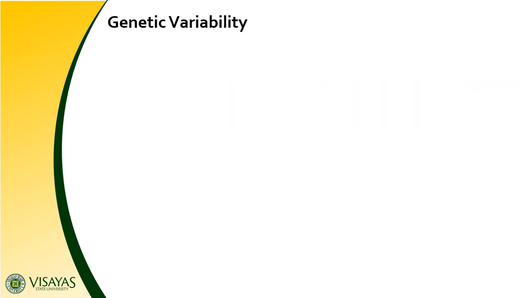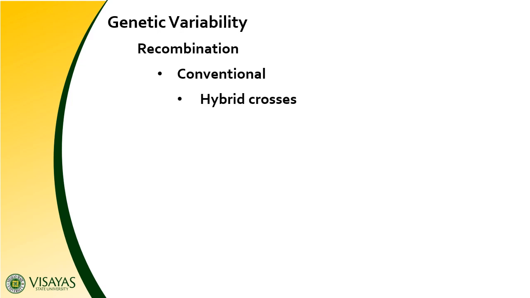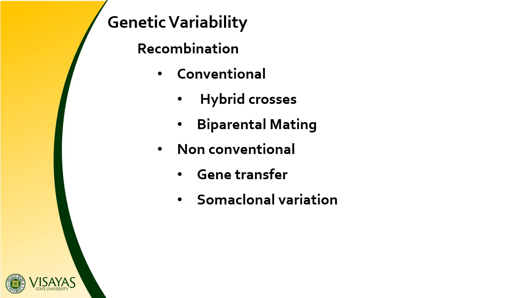So to summarize, under creating genetic variability, you have number one, recombination. In recombination, you have two approaches. You have the conventional approach, which involves the process of hybridization, so you have the hybrid process and also the biparental matings. For the non-conventional approach, we have gene transfer and somaclonal variation. And then another source of genetic variability: you have mutation and migration of genes.